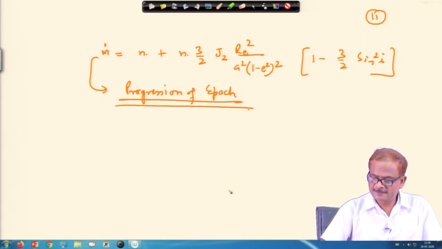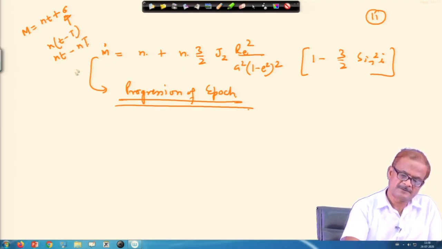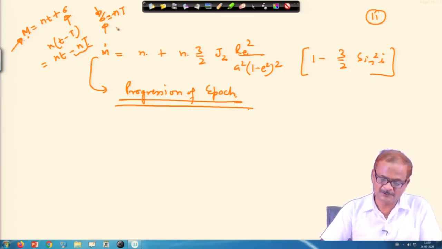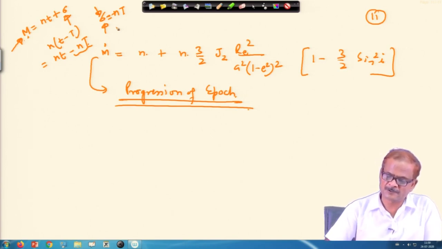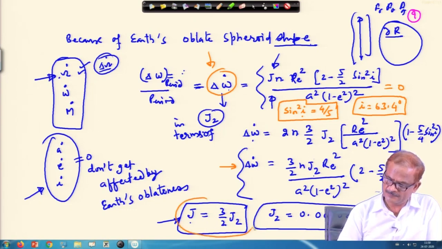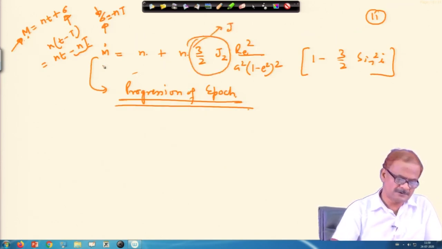So, already I have explained that the epoch and the perigee, they are not the same thing, because the epoch is defined by M equal to n t plus sigma, this is that term, n times t minus T, so n t minus n capital T. So, sigma equal to, so instead of working with this, we can convert in terms of M, or we can work in terms of sigma also, both ways we can work. So, epoch at a particular instant of time, whatever you have, that can also move because of this perturbation, and this is given by this equation. So, already we know the relationship here, J is related to 3/2 J2, so 3/2 J2 can be replaced by J, and you get the relation in terms of M dot.